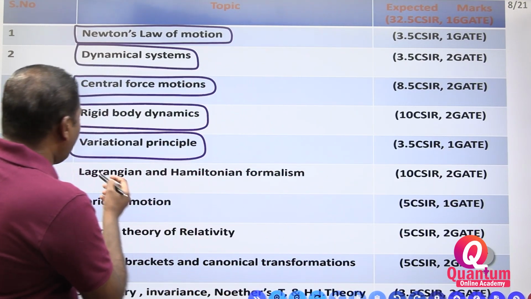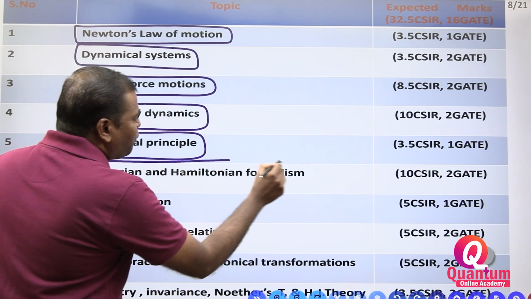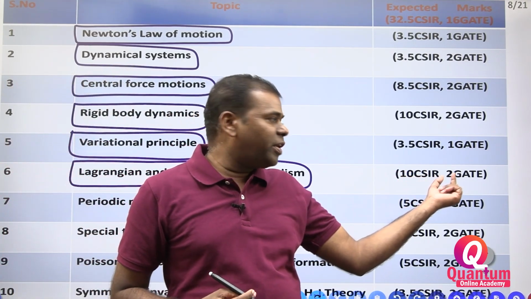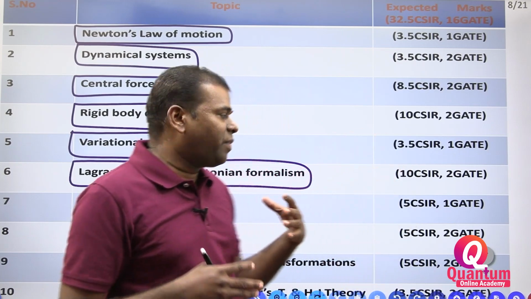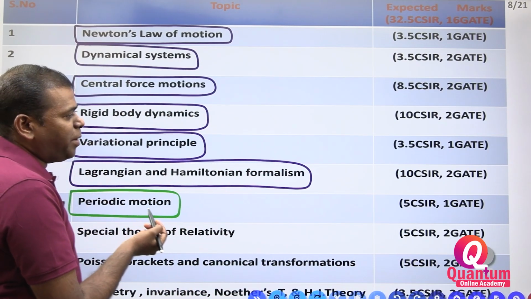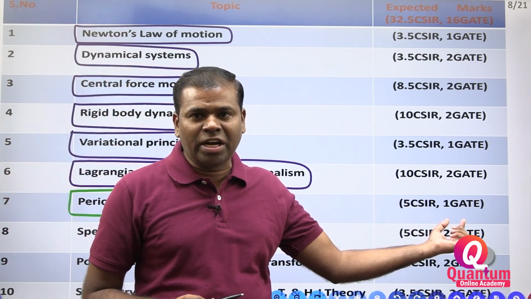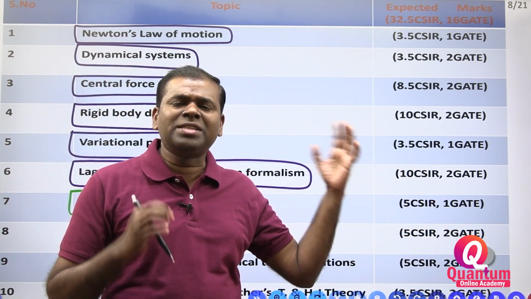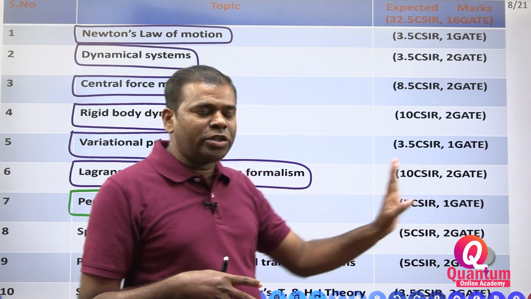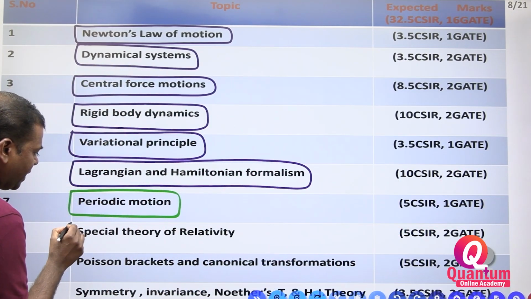Right? Now, Lagrangian Hamiltonian formulation. It is very important. 10 marks for CSIR, 2 marks for GATE. Periodic motion, 3.5 marks. Compulsory one question will come for 3.5 marks. Otherwise, a 5 marks question also you may get. From GATE also the syllabus is there, in there also you are getting.